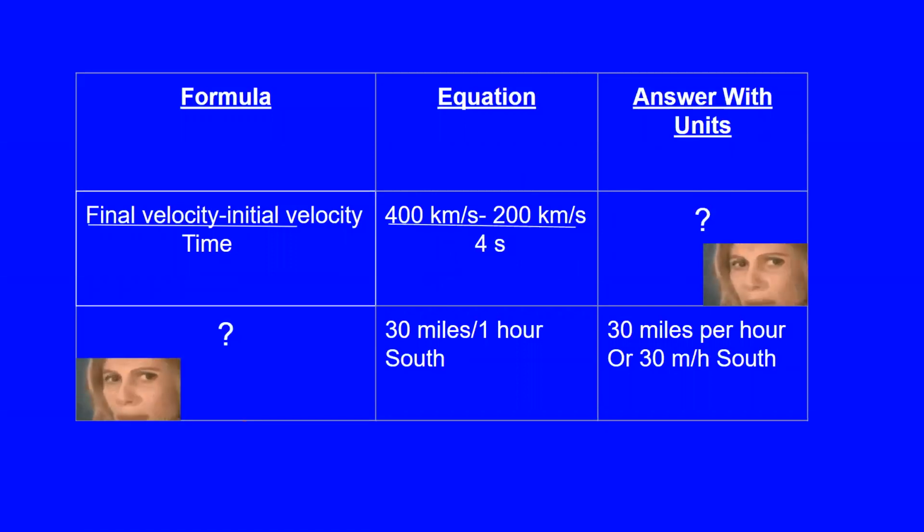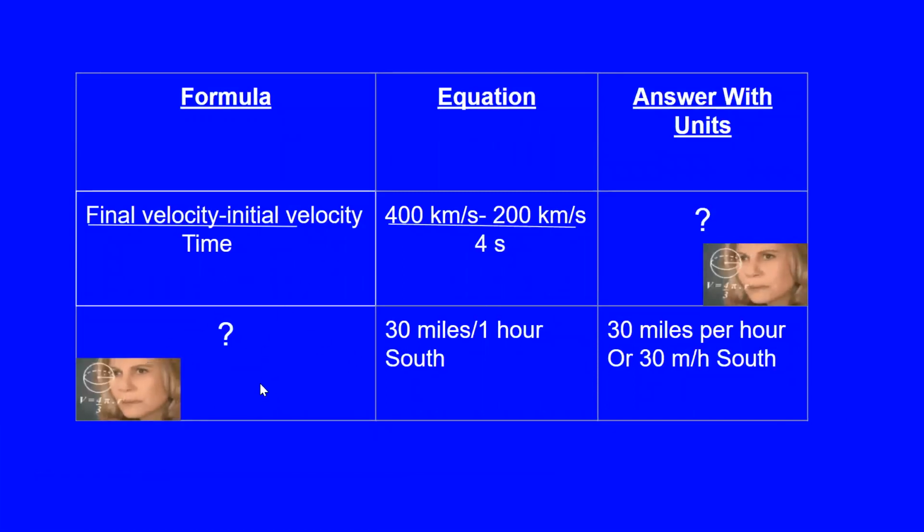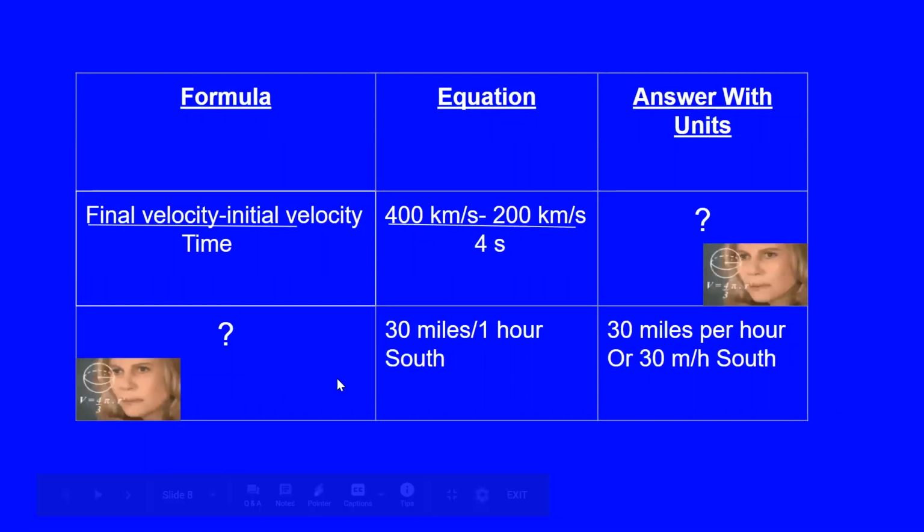Great. So if you think you got the right answer, keep it in your mind. But let's look at the second row. We don't have a formula here. So I want you to look at the equation and the units to try to figure out what formula and what we're trying to measure. So here we see 30 miles per hour south, right? This south looks really interesting, right?